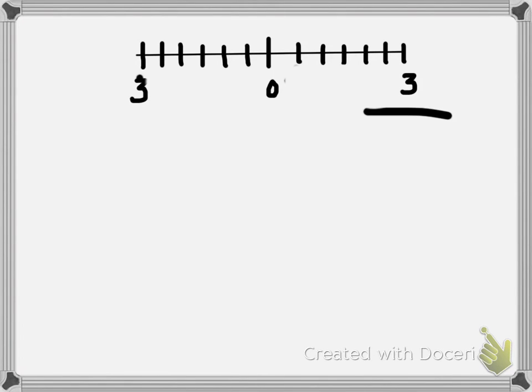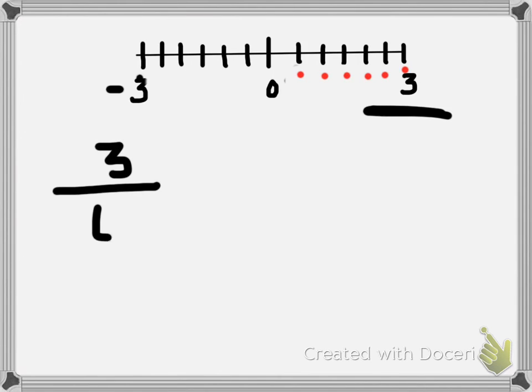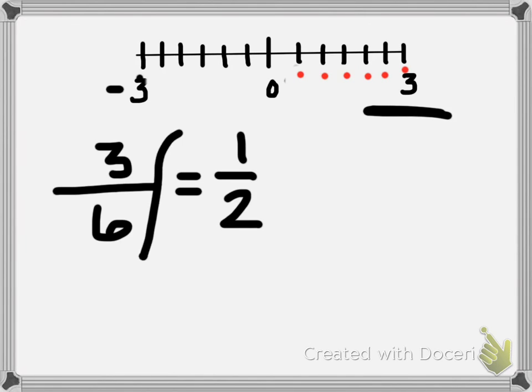I forgot to label my negative here. You can either look at the 3 or the -3. I'm going to look over here at the 3. And I have 1, 2, 3, 4, 5, 6 intervals. So I'm going to do my end number, which is 3, over 6, which equals 1/2. So each interval is 1/2.